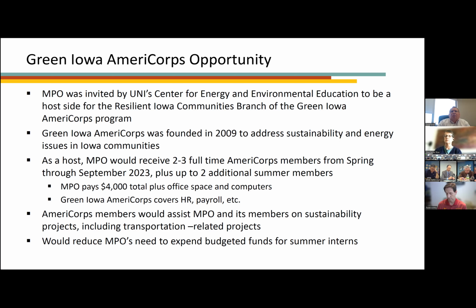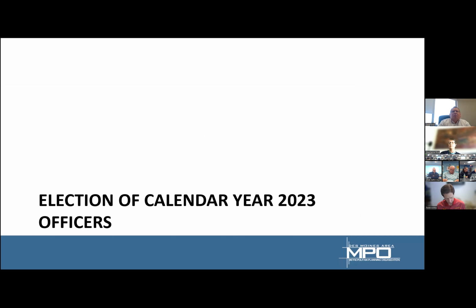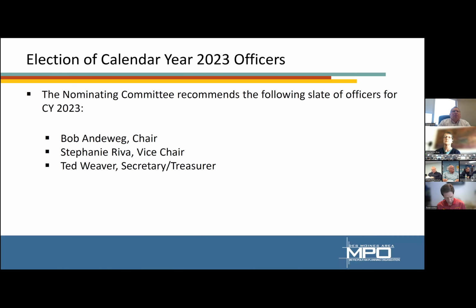I'll move approval of item 8. I'll second that. And we have a motion, a second. Any further discussion? All in favor, say aye. Aye. Opposed, same sign. Any abstentions? Motion carries. All right, item 9 is report and vote on the election of the officers for 2023.